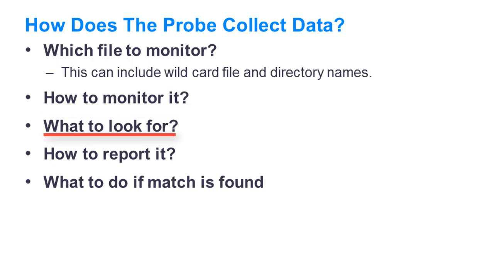What to look for in the target source, what pattern are you looking for to send an alarm on or capture quality of service for. How to report the match found in an alarm. What to do if a match is found, such as send an alarm, capture and send quality of service, or run a command to take corrective action.